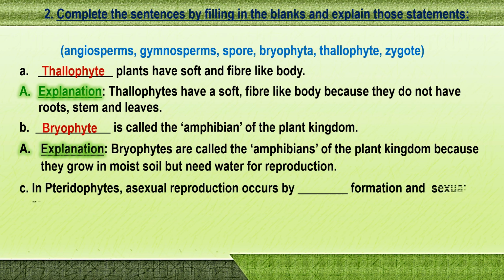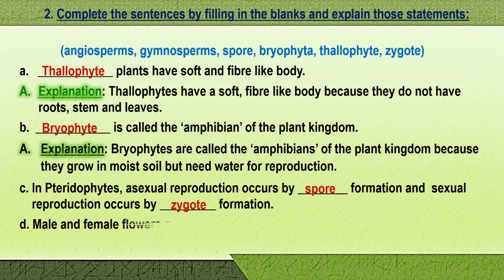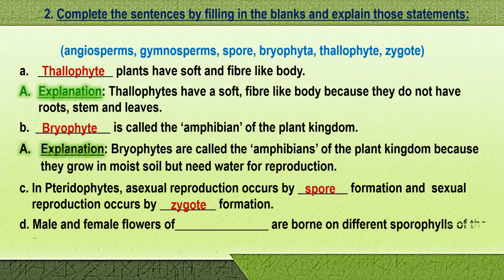In pteridophytes, asexual reproduction occurs by dash formation and sexual reproduction occurs by dash formation. So there are two types of reproduction. Asexual one is by spore formation and sexual one is by zygote formation. Male and female flowers of dash are borne on different sporophylls of the same plant, gymnosperms.